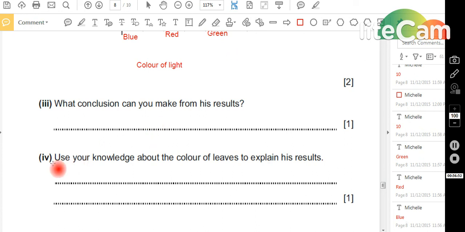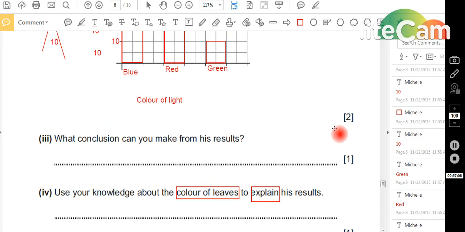Yeah. Okay, now use your knowledge about the color of leaves to explain this. Now they want a reason for this, okay? And they give you a hint. They tell you, think about the color of leaves. What color is leaves? Green. Okay, green is the one that had the least photosynthesis. So if the green light comes there, there's the least photosynthesis. Now you won't find this answer in any book. So you have to work with the information they've given you and think, what could the reason be?